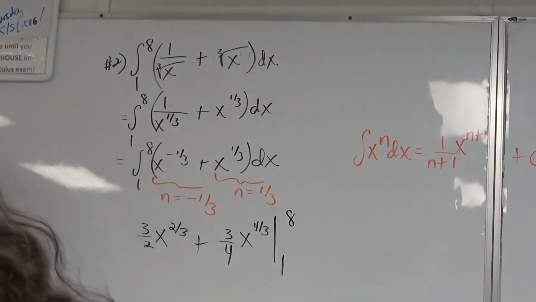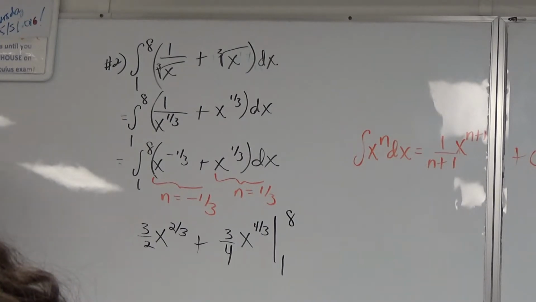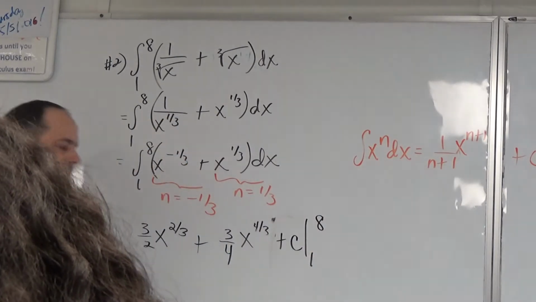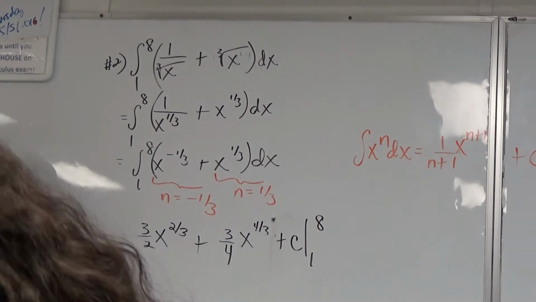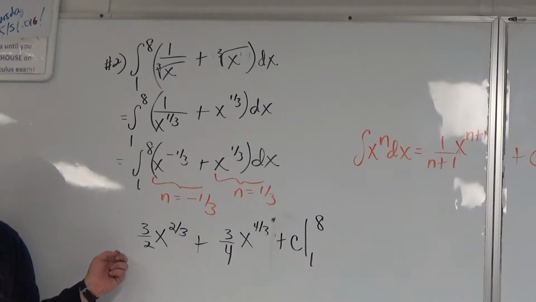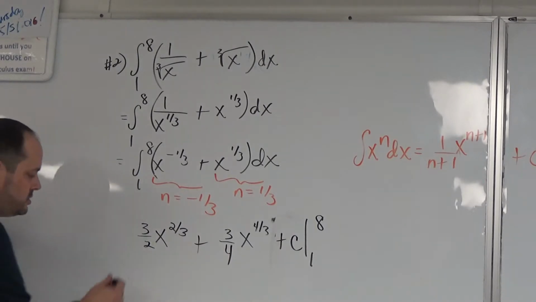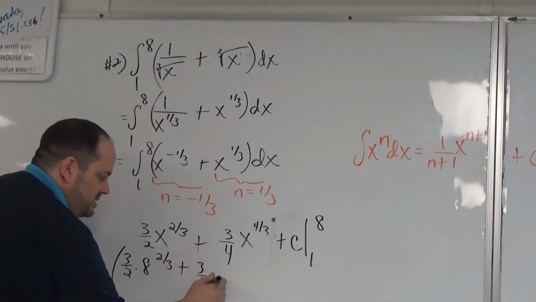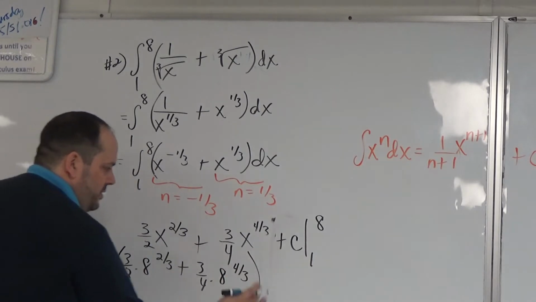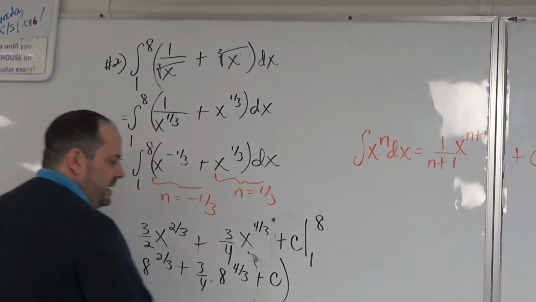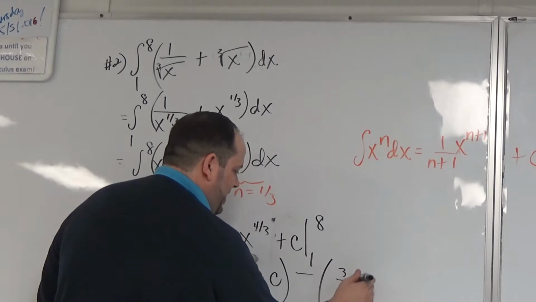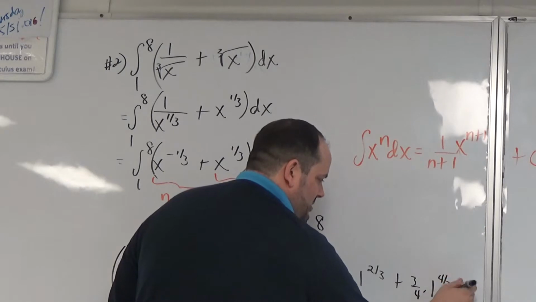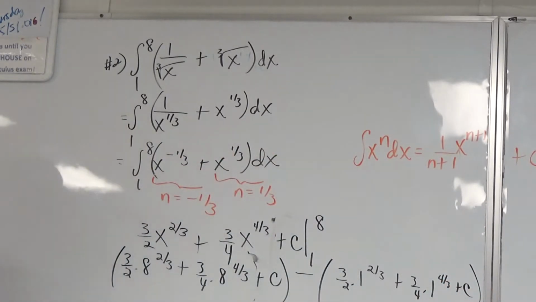Now evaluate from 1 to 8. And let me write that in there, plus C. We'll come back to that in a second. You found the antiderivative. Next move: plug it in. So I've got 3/2 times 8 to the 2/3 plus 3/4 times 8 to the 4/3 plus C, minus 3/2 times 1 to the 2/3 plus 3/4 times 1 to the 4/3 plus C.